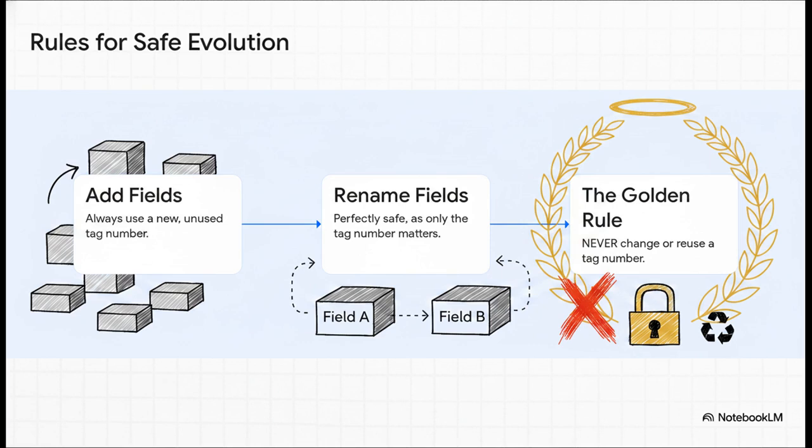The rules are dead simple. You want to add a new field? Great, give it a new tag number that's never been used before. Want to rename a field? Go for it, totally safe. But the golden rule, the one you absolutely cannot break, is you never ever change a field's tag number and you never reuse a tag from an old deleted field. Stick to that and you can do rolling upgrades all day long without that constant fear of silent data corruption.